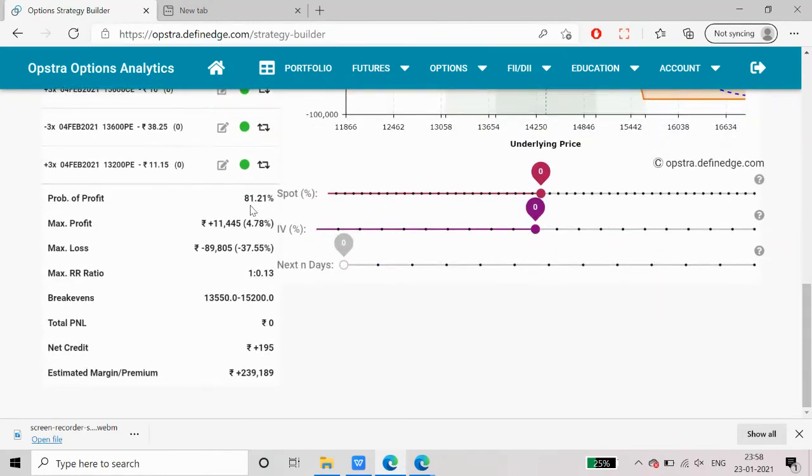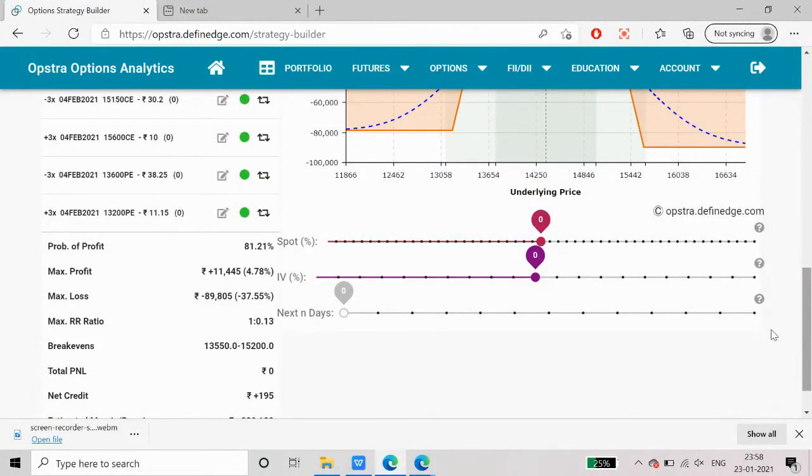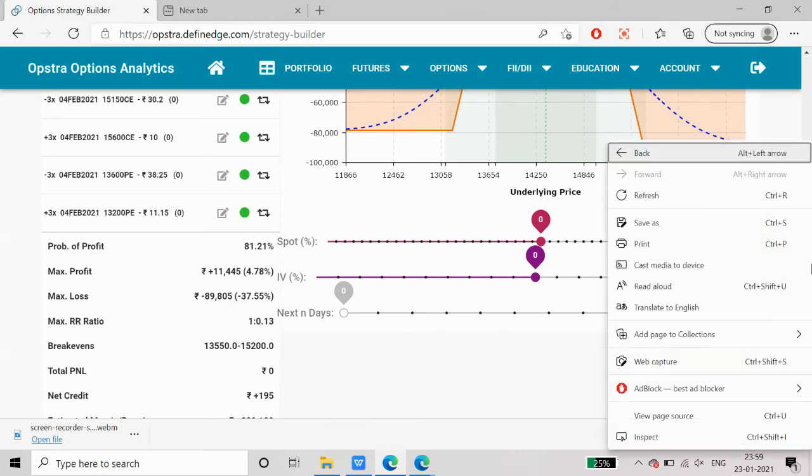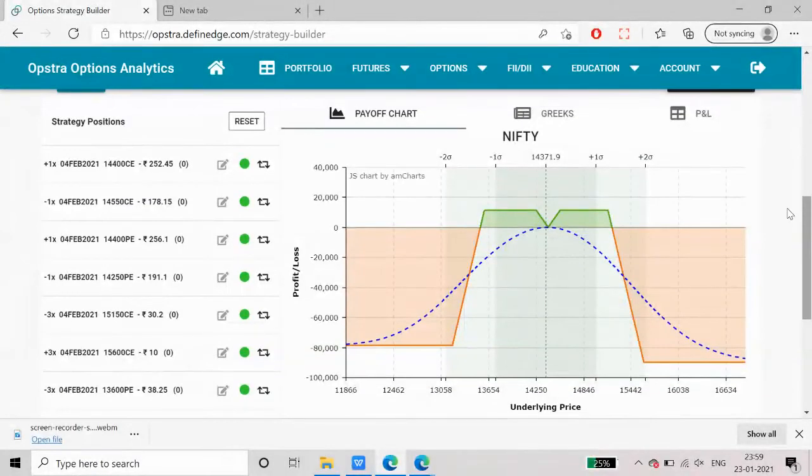And if you see the probability, it has 81.2% probability of profit, right? Any trade which has more than 80% probability of profit is a very good trade to have. The maximum profit one can make is 11,445. Yes, the loss also would be very high, but because it's an 80% probability trade, 8 out of 10 trades would end up in profit. And in case Nifty moves very wildly into a loss zone, we will immediately cut our trade at maximum profit.